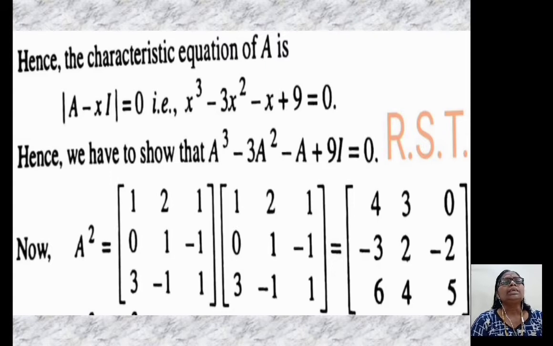And to solve this equation, we calculate first A square. A square equals A into A, which is equal to the square matrix of order 3 by 3, whose first row is 4, 3, 0. Second row is minus 3, 2, minus 2. Third row is 6, 4, 5.